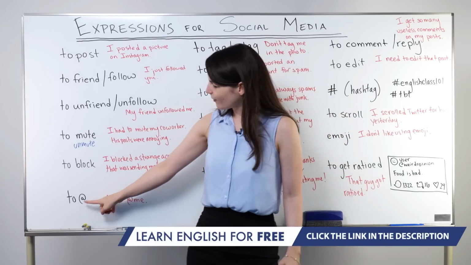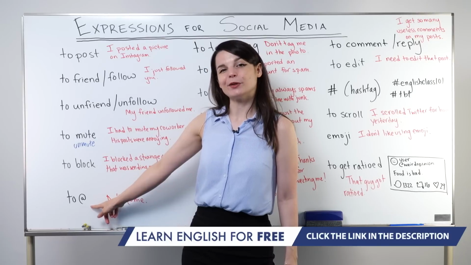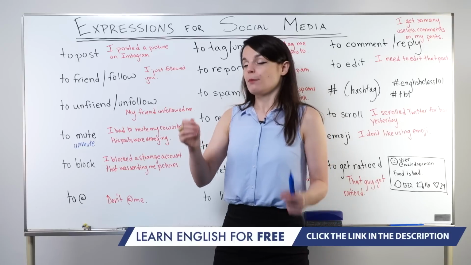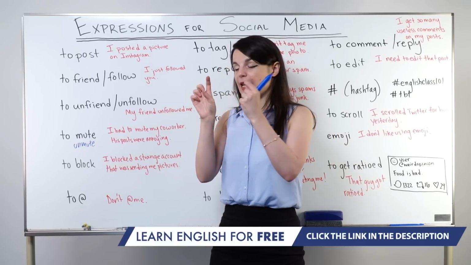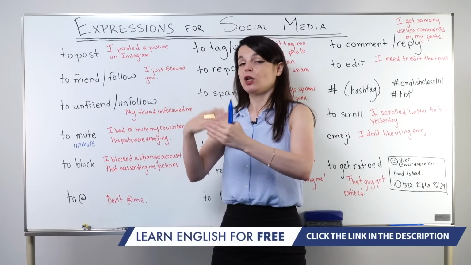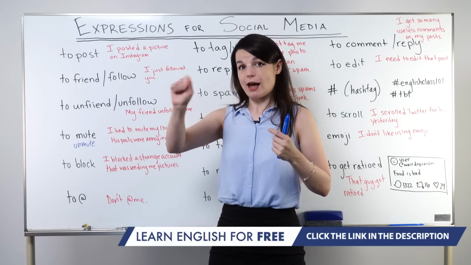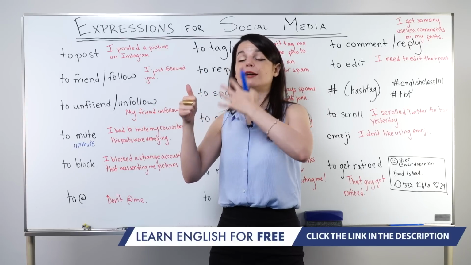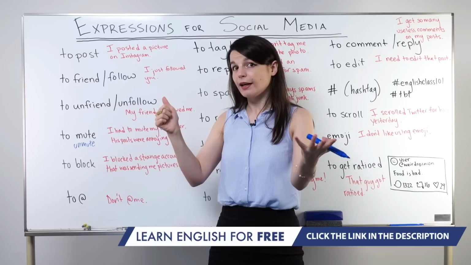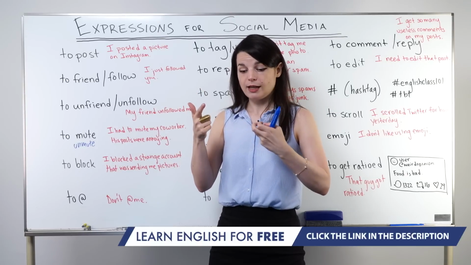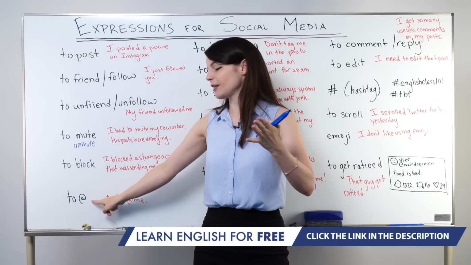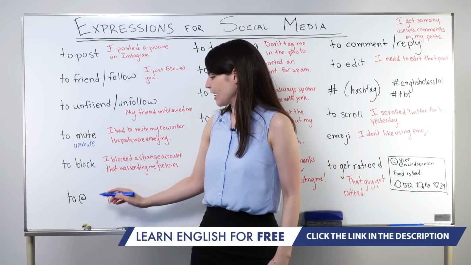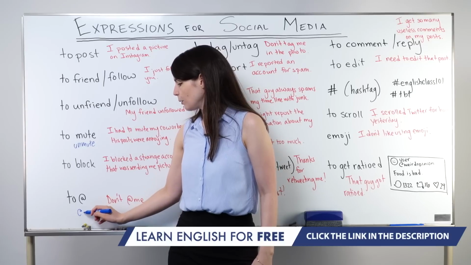Okay, the next one, this is very interesting because this is actually a symbol. To at is how we read this, to at. So to at someone means to include their username in a comment or in a post or something. You're essentially notifying that person. First, you're notifying that person that you're making some comment about them or you're including them in a post of some kind. And other people who see that post can click on the link, can click on the username to find that person's profile.